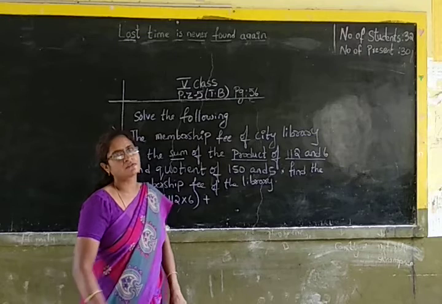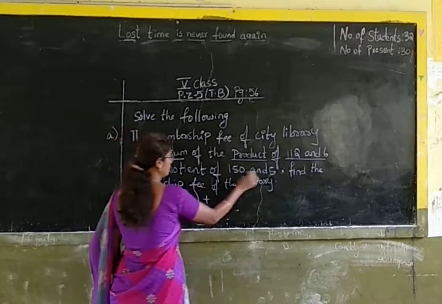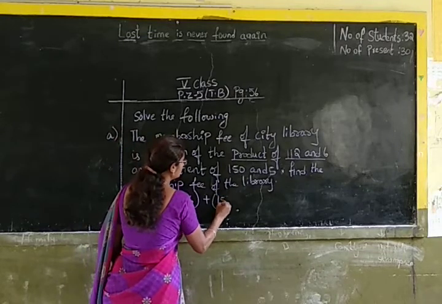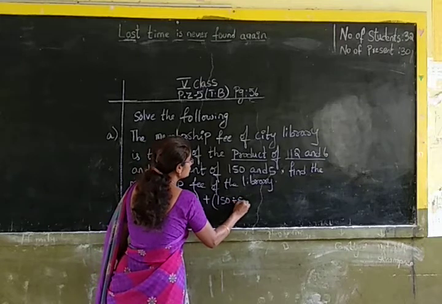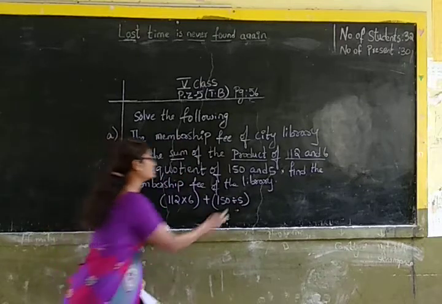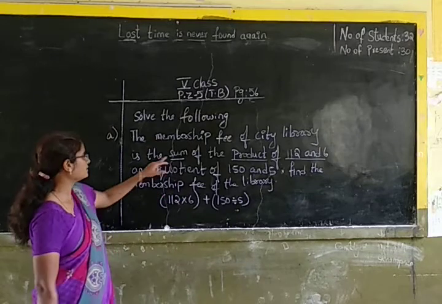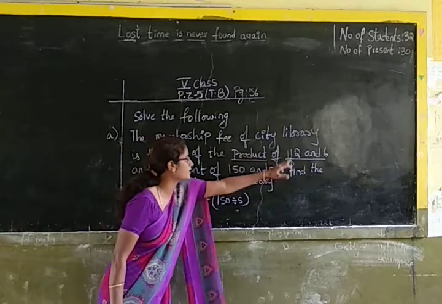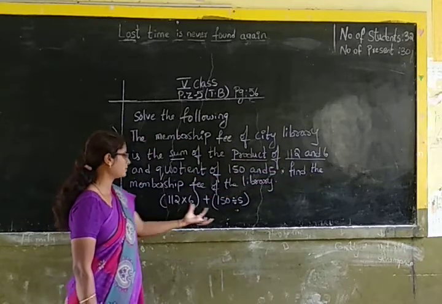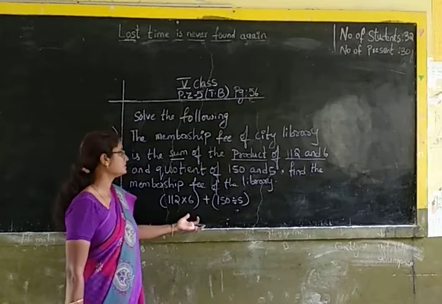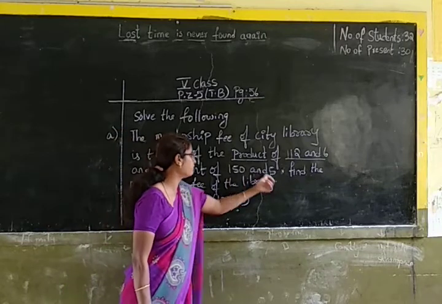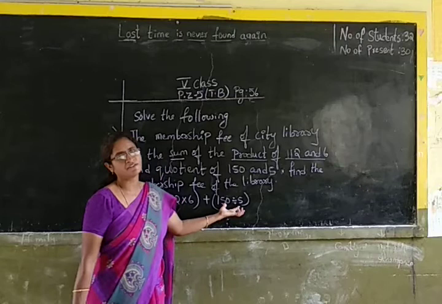Quotient means what? Quotient means you have to divide these two numbers. So this is division. So here what is given? Sum of the product of 112 and 6 and the quotient of 150 and 5.